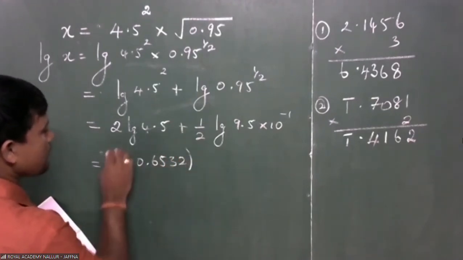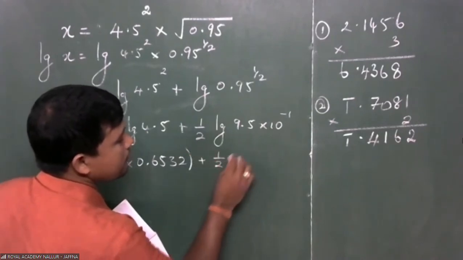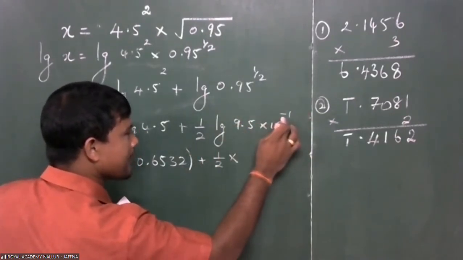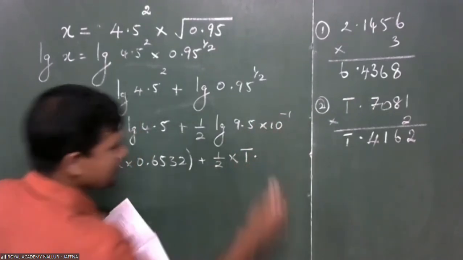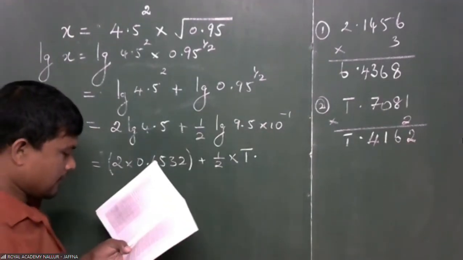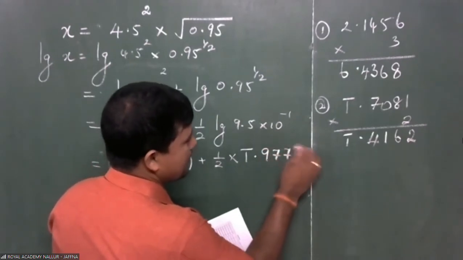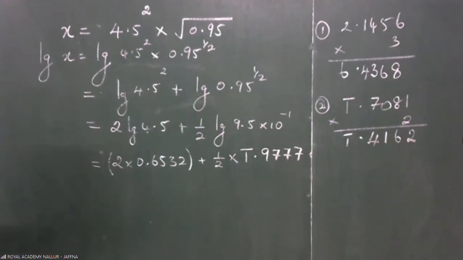0.6532. First idea, plus half of the logarithm of this value. You know, this negative one becomes bar 1 when the logarithm is taken. Then the logarithm of 9.5 is 0.9777. Check your answer. Right? Now what?